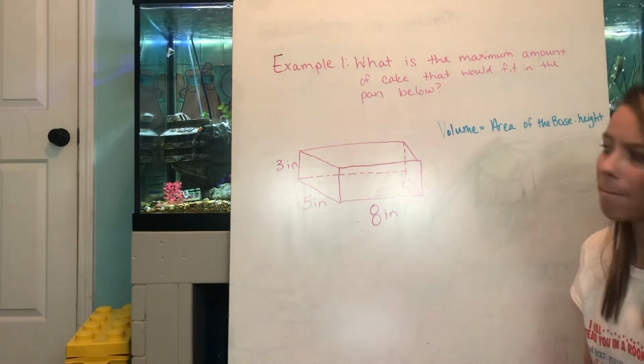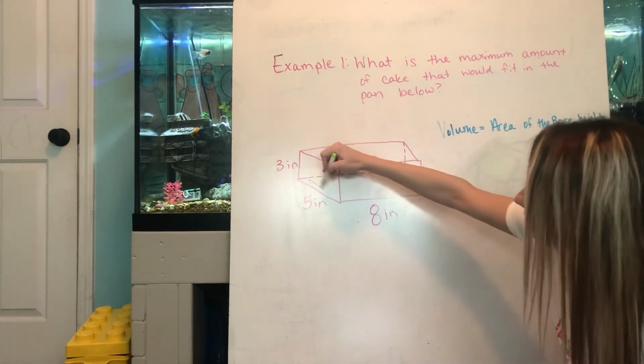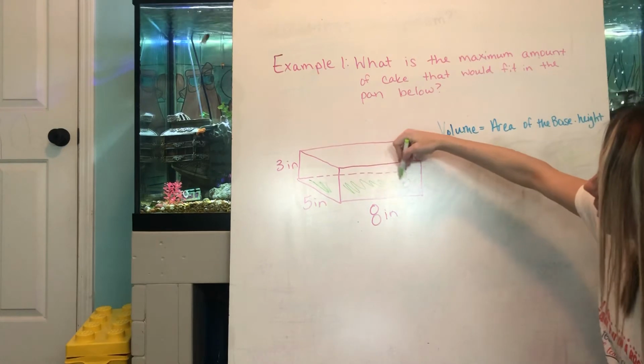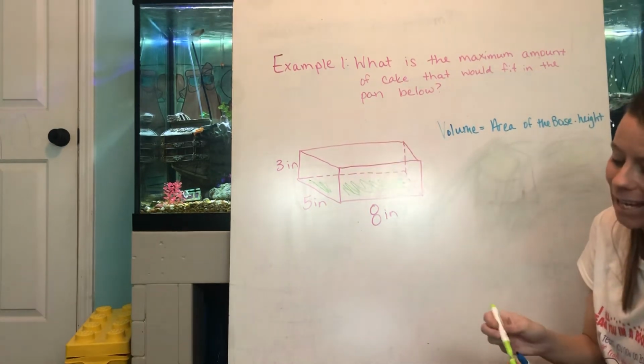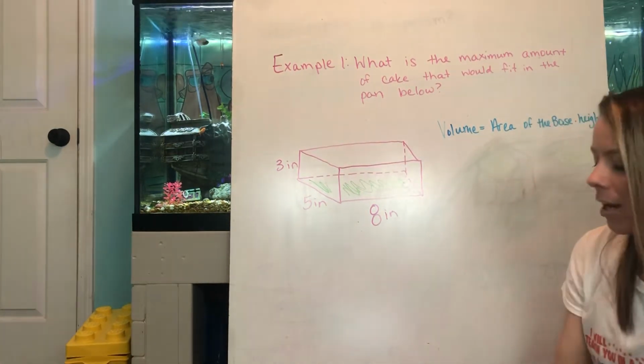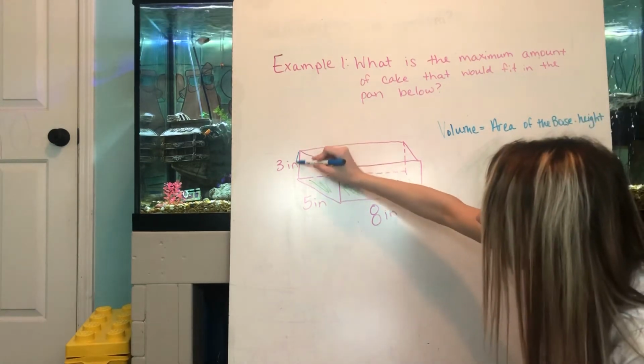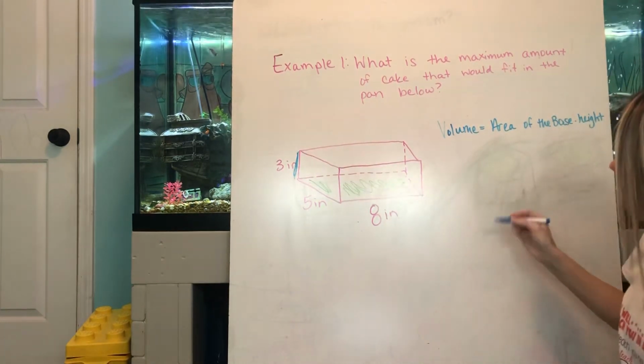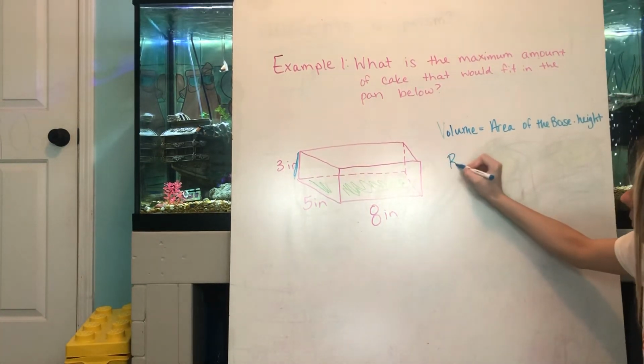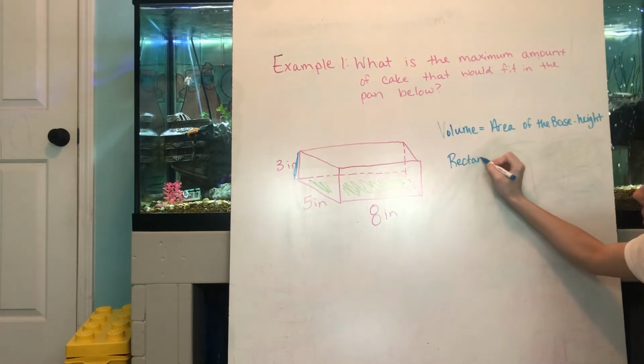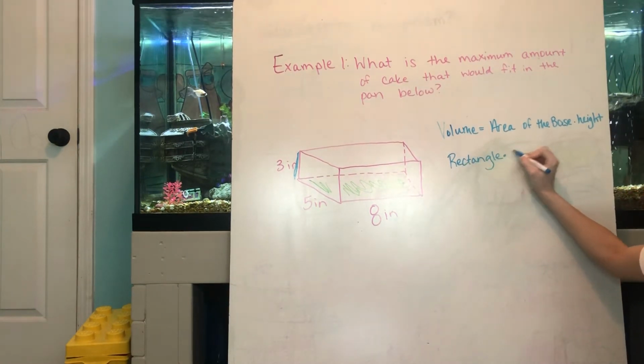I'm going to count my base as this part right here because I think that would be the bottom of my cake, so I think of that as my base. And then I'm going to count my height as this side. So my base is a rectangle times my height.